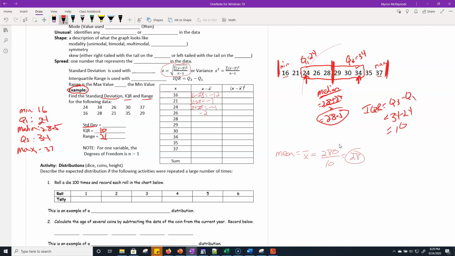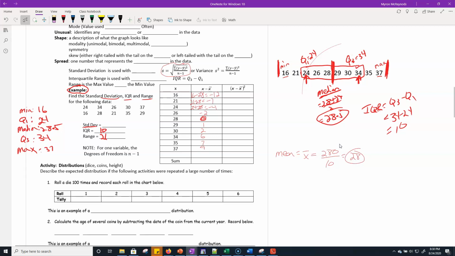I'm not going to keep writing the subtraction. You can subtract. 28 minus 28 is 0. 29 minus 28 is 1. Oh, that should be a 0. 30 minus 28 is 2. 34 minus 28 is 6. 35 minus 28 is 7. 37 minus 28 is 9.